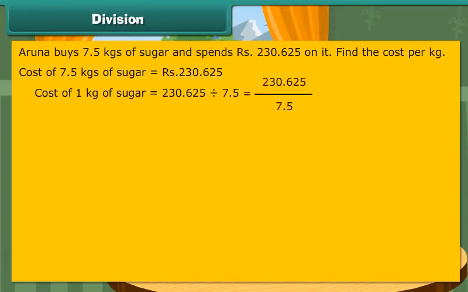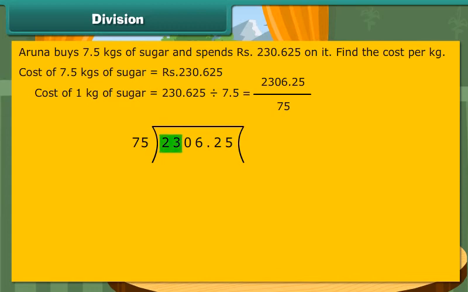To divide 230.625 by 7.5, we first remove the decimal point in the denominator by multiplying the denominator and the numerator by 10. A multiplication by 10 shifts the decimal point to the right by 1. Now we divide 2306.25 by 75.